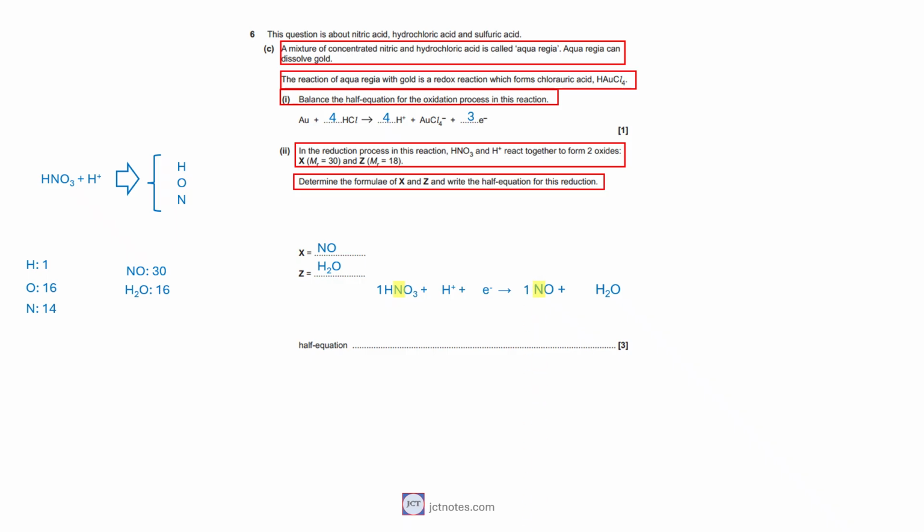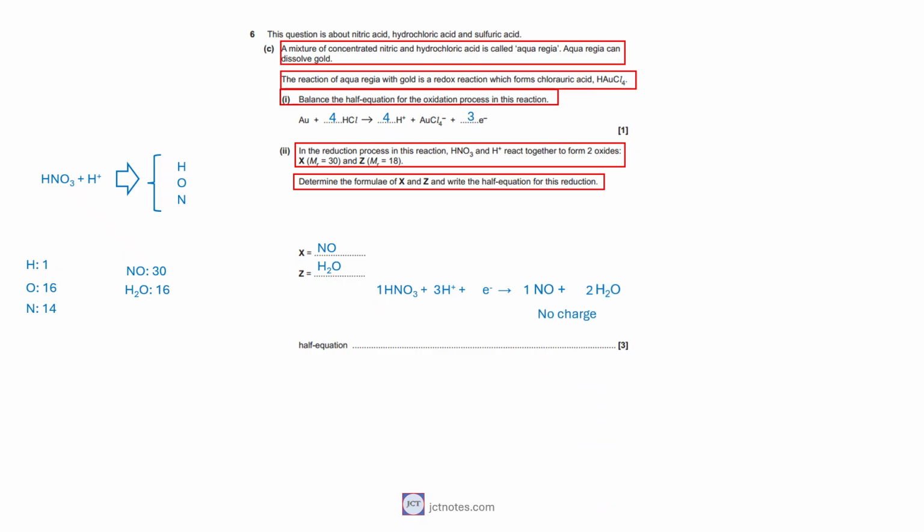Now we balance the oxygen atoms. Nitric acid contains 3 oxygen atoms. Nitrogen monoxide contains 1 oxygen atom, so we need 2 more oxygen atoms on the right-hand side. These are supplied by adding 2 water molecules. Next, we balance the hydrogen atoms. On the right-hand side, the 2 water molecules contain 4 hydrogen atoms. On the left-hand side, nitric acid provides 1 hydrogen atom, so we need 3 more hydrogen atoms. We add 3 hydrogen ions to the left-hand side.